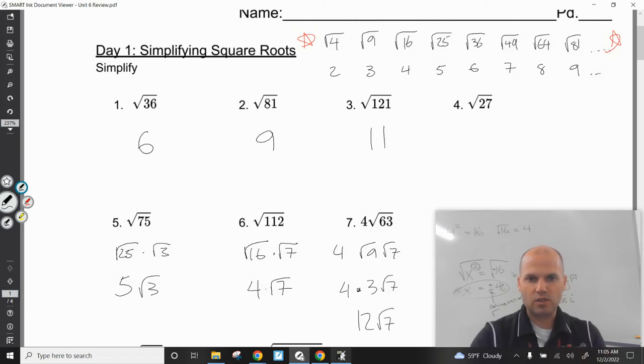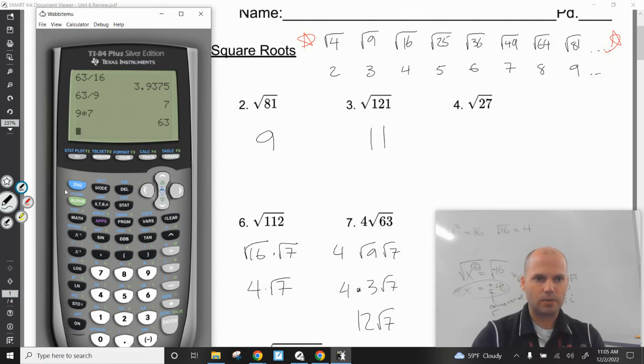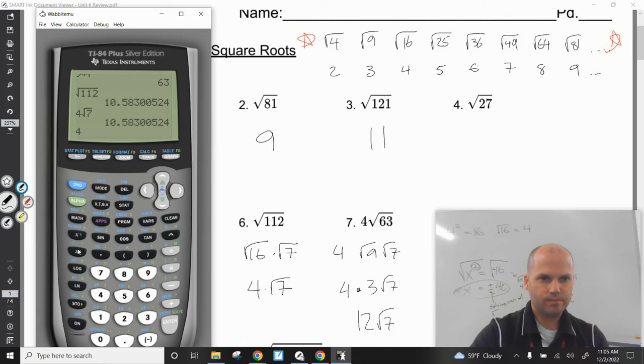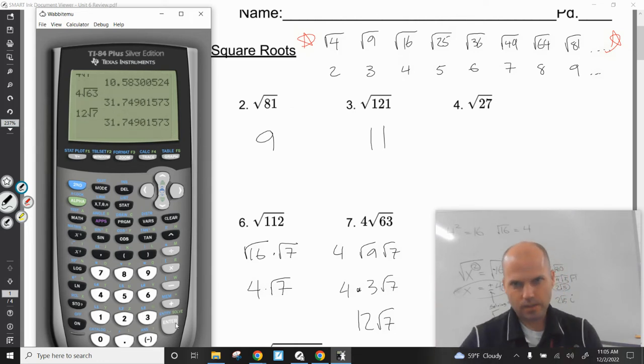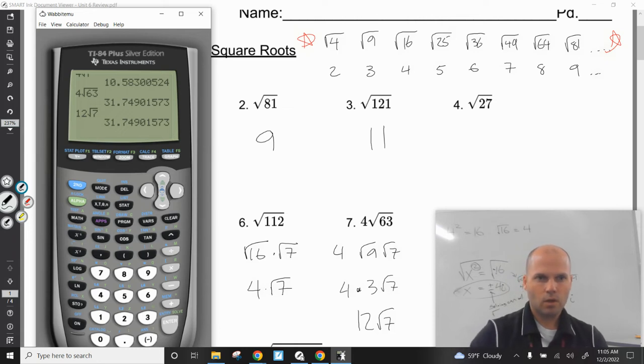One great thing to do for all of these is to double check. For example, for number 6, the square root of 112 is the same as 4 times the square root of 7. 4 square root 63 should be the same as 12 times the square root of 7. That's me checking. All right, next one.